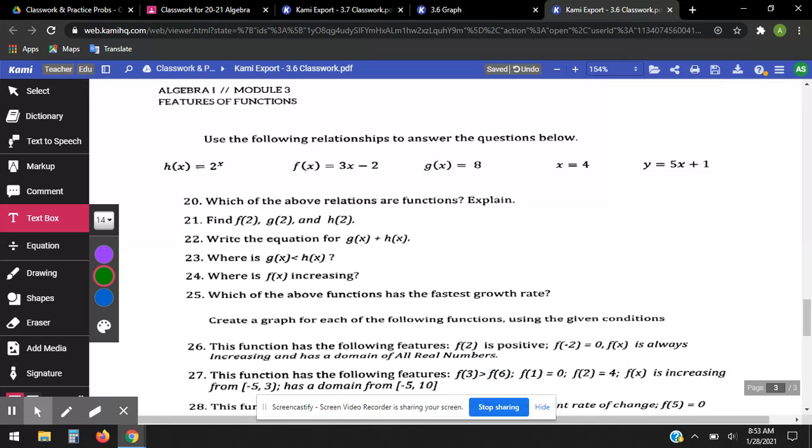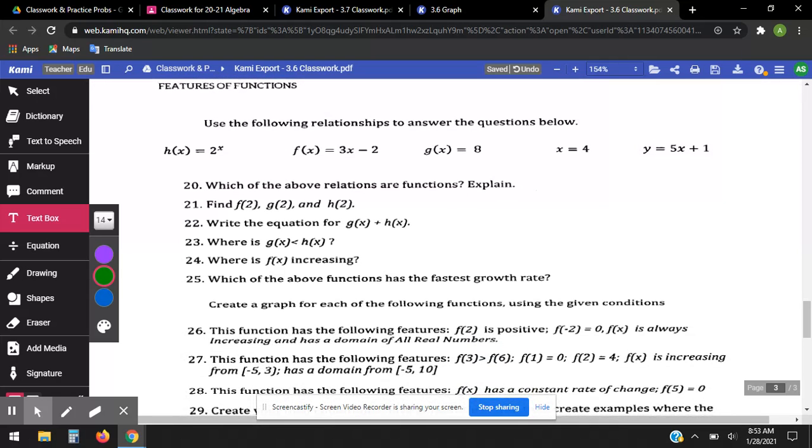Use the following relationships to answer the questions below. So, which of the above relations are functions? Well, would this have only one answer if I plug in an x? Yeah. This one have only one answer? Yeah. This one, well, if I put in 1, the answer is 8. If I put in 3, the answer is 8. That's the only answer I can get. So, oh, if I put in 4, I can have any y value, can I? So, let's look at the last one. Yep, every number I put in, I'm going to get one answer out.